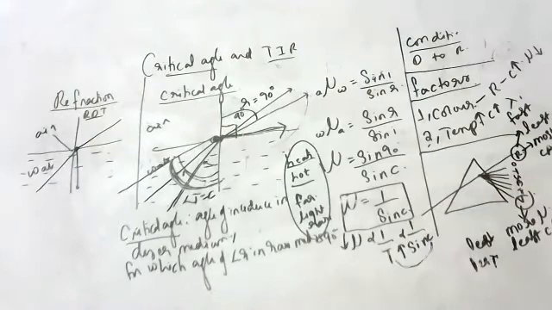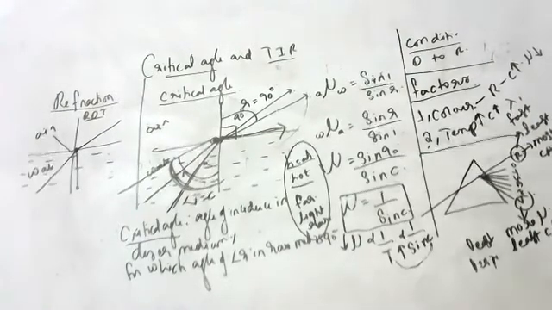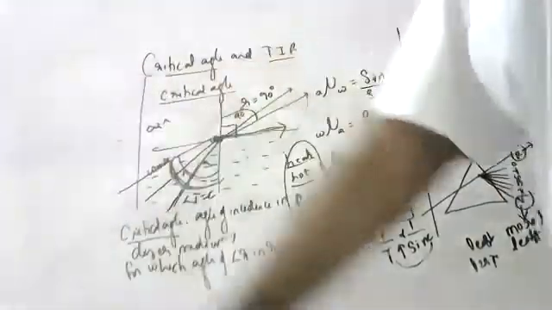Okay, 2-3 small numericals we will do, children, 2-3 small numericals on critical angle. Then we'll go to total internal reflection. First question, a small numerical.